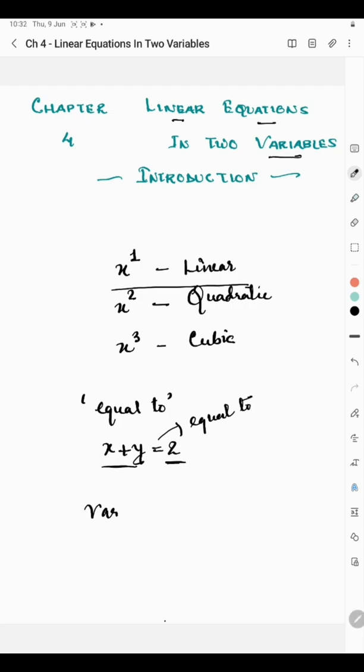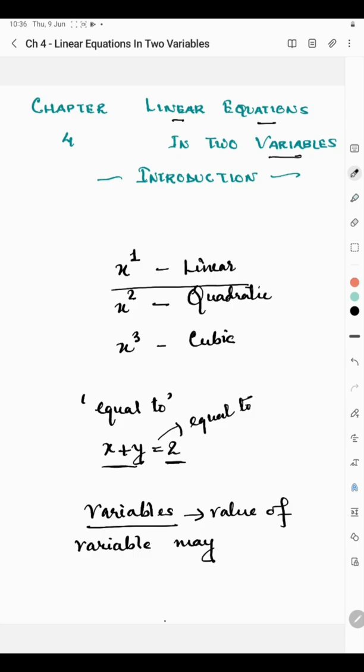Now, what do you mean by the term variables? A variable is usually a letter, or we can say an alphabet, that expresses a numerical value or a number. Variable comes from the word vary. It means that the value of the variable may change. It varies. It is not fixed. Okay.